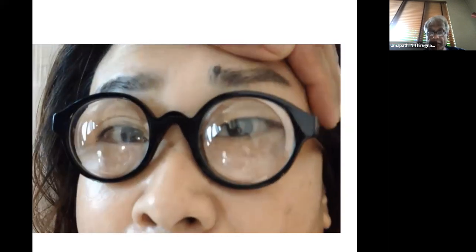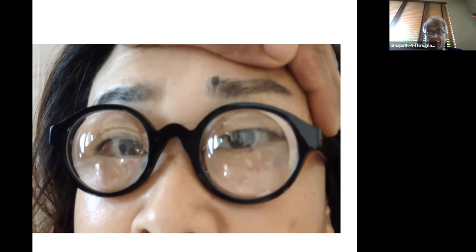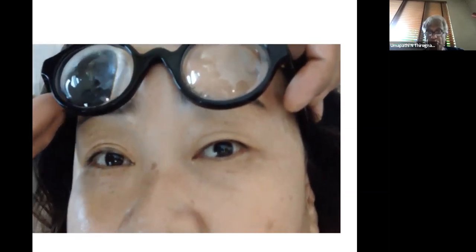Now, if we take away visual fixation, it is much more obvious with the glasses on, right? So if you remove the glasses, then the nystagmus will disappear. So this is known as Romberg sign of the eye. Okay, so now we're going to put it on.